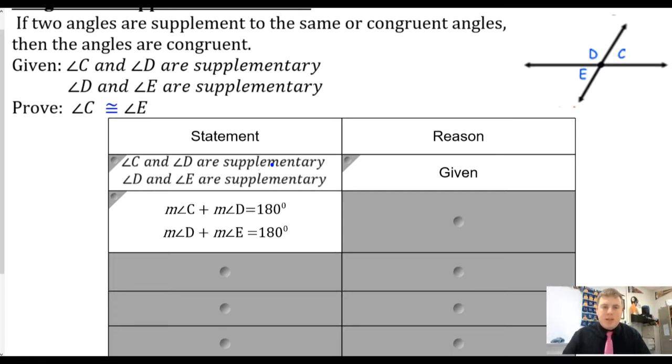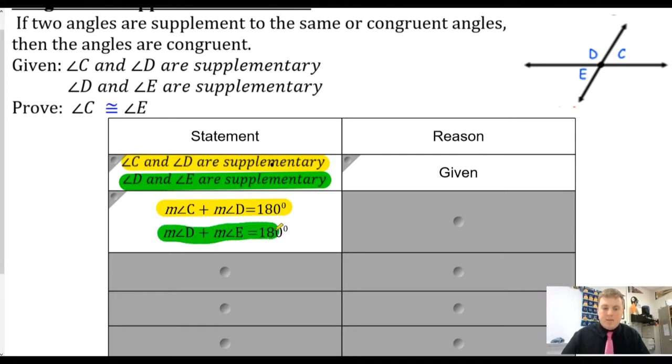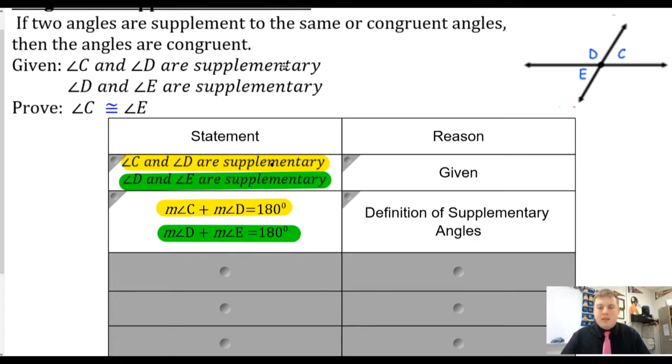I'm going to take that angle C and D are supplementary and change that into the measure of angle C plus the measure of angle D is going to be 180. And I'm going to take the angle D and E are supplementary and change that into the fact that the measure of angle D plus the measure of angle E is going to be equal to 180 degrees. And what allows me to do that is going to be the definition of supplementary angles.